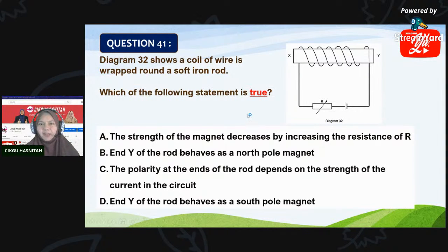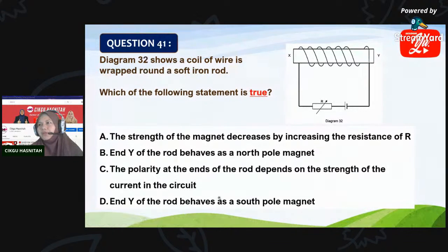Okay, you are given, thank you Wei Liang, diagram 32. This diagram shows a coil of wire wrapped around a soft iron rod. So this is our soft iron rod wound with a coil of copper wire. The question is, which of the following statements is true? You are given 4 statements A, B, C, D for you to determine which one is true.